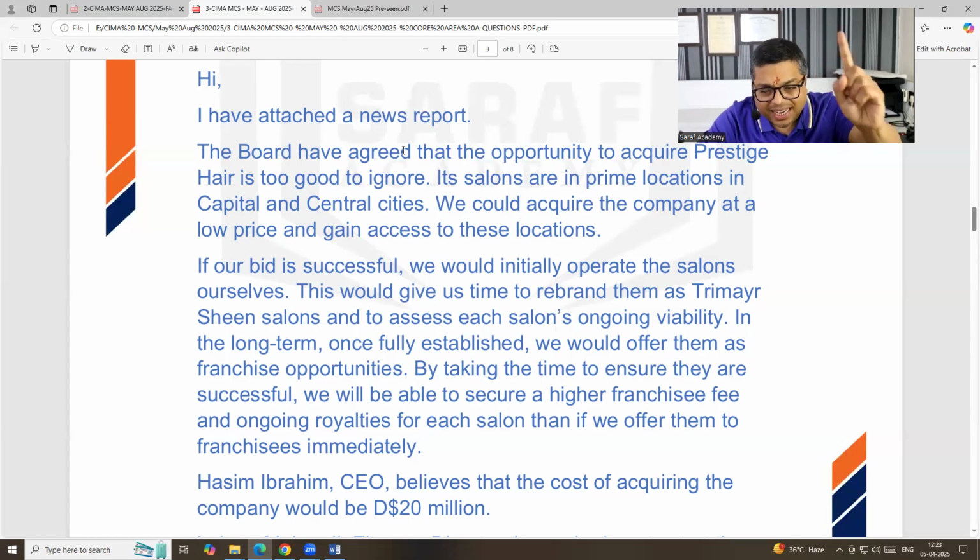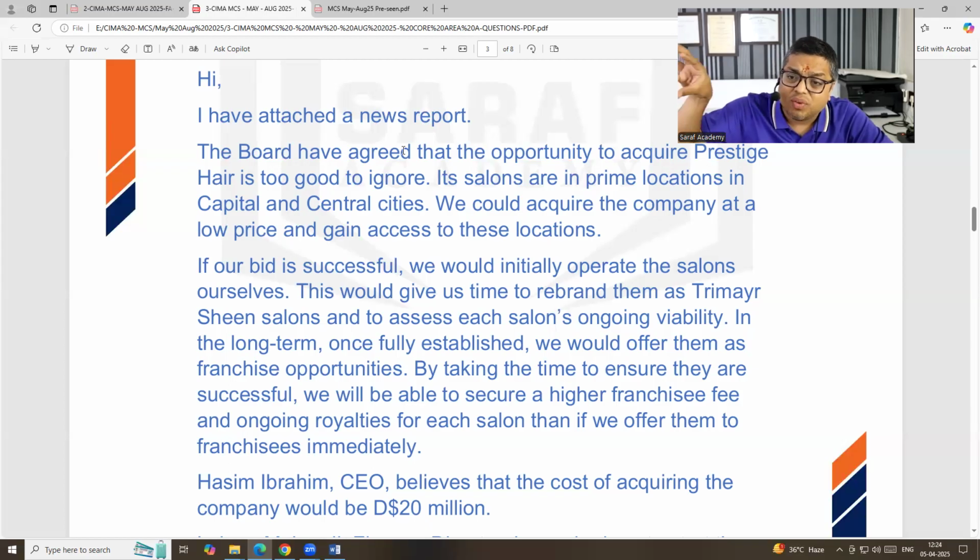In NPV, the rate is given. We are calculating the present value of inflow. In IRR, the rate is not given. We want to calculate at what rate the present value of all the cash inflows will be equal to 20. Earlier I said suppose present value is coming 20 only. That means the IRR is 15% because it is exactly equal. IRR is the return which we will be getting from the project.